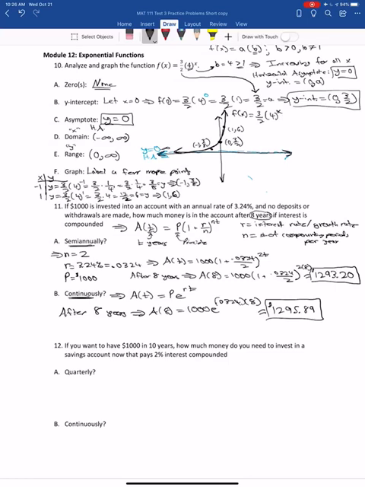How much money do you need to invest in a savings account now that pays 2% interest compounded quarterly and continuously? So again, with this first bit of information, we know that A of 10, the amount of money in 10 years, is going to be 1,000. So they're giving us T and they're giving us A, the amount. We know that our interest rate, R, is equal to 2%, which as a decimal is 0.02.